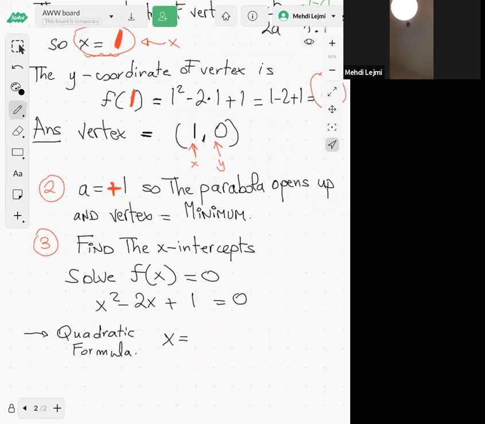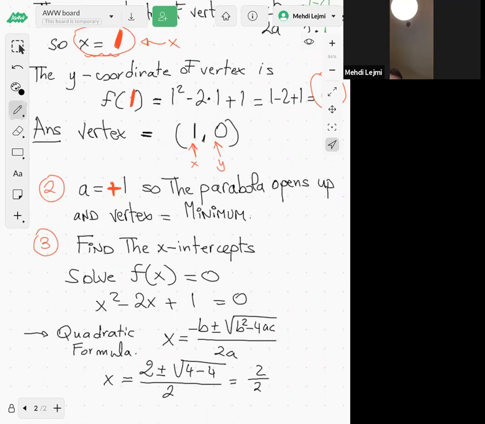So it's minus b plus or minus square root of b squared minus 4ac over 2a. Right, so you apply the formula. So minus b would be minus -2, that would be +2, plus or minus square root of b squared, that's -2 squared, that's 4, minus 4 times a times 1 times c, which is 1. So it's just 4 minus 4 over 2a, so it's 2 times 1. So 4 minus 4 is just 0. Square root of 0 obviously is 0.